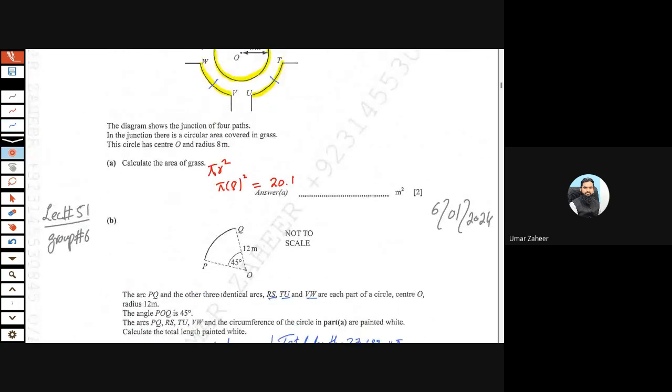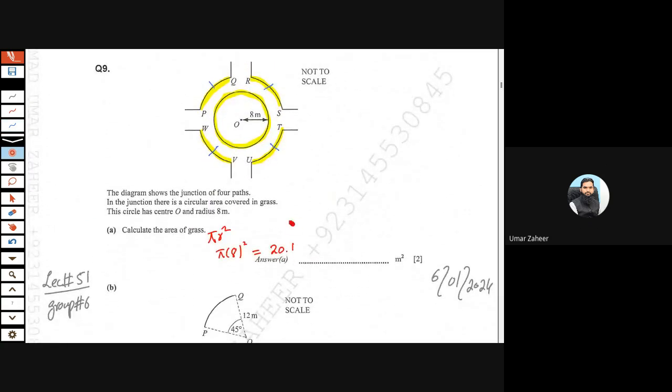So look at here. First of all, we have to find the area of the grass. That is this one. It is simple. 200.1.